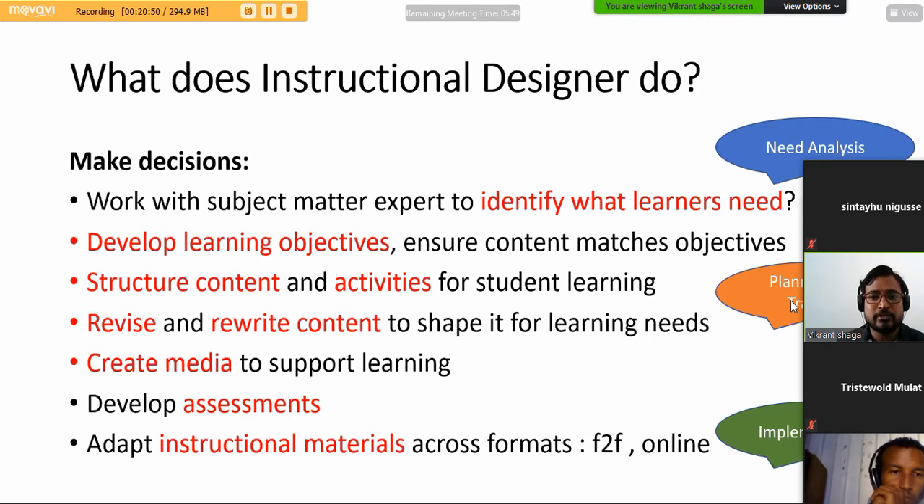So it should be matched with the overall objective of that particular course. Okay. Structure the contents and activities for the student learning. So here you are planning the contents, right? How you can structure that content and activities for the students, right?